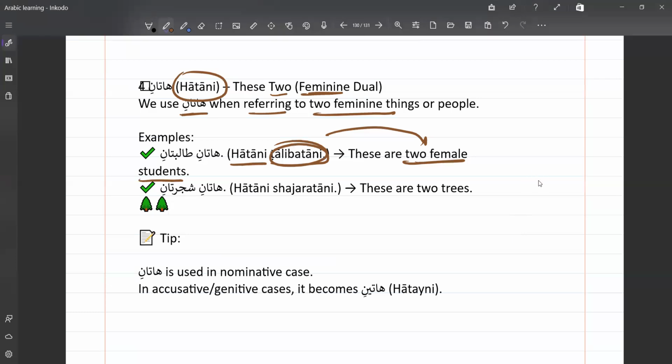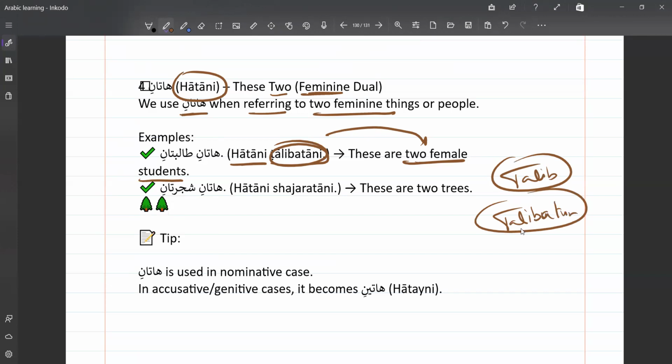Because in Arabic, a single male student is called talib, and a single female student is called talibatun. So if we want to say two female students, we will use the word talibatani. Talibatani means two female students, and hence we will use the word hatani, meaning these are two female students.